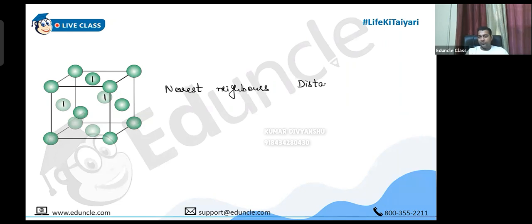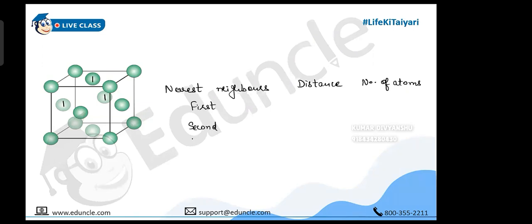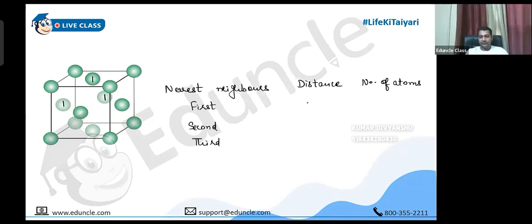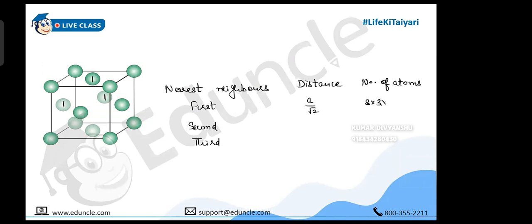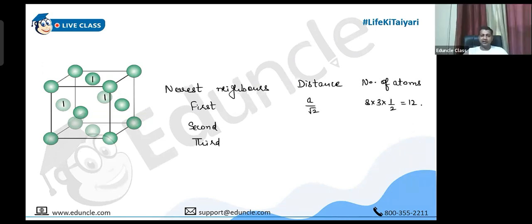I'm not going to help you this time. 8 into 3 into 1/2. So you can see you are getting that answer, 12, because there are 3 of them, and each one has a contribution of half.